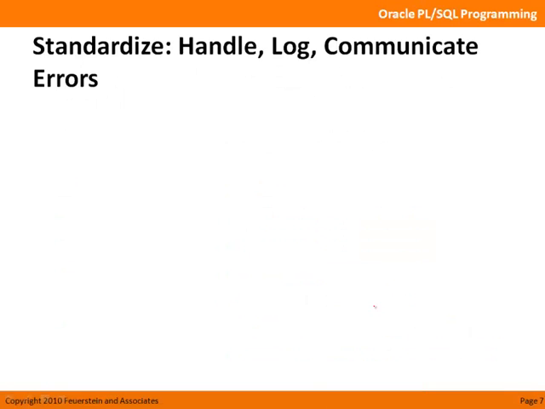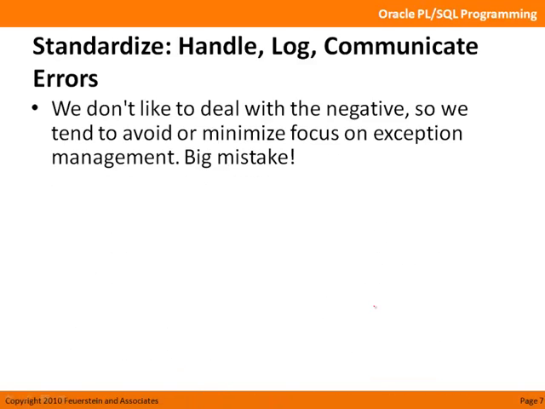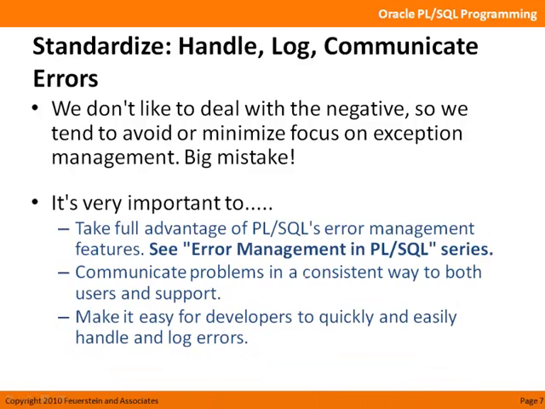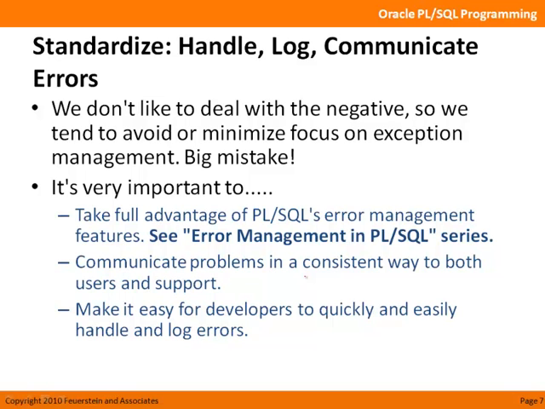So that's a discussion about standardizing your coding standards and naming conventions. Let's talk about handling, logging, and communicating errors. In general, people don't like to deal with the negative. We like to deal with the positive. And what that means in programming is that we tend to focus on assuming our programs will work correctly and don't focus on the negative, which is, well, what happens when errors occur? However, it's very important that you do proactively think about how to handle, log, and communicate errors.